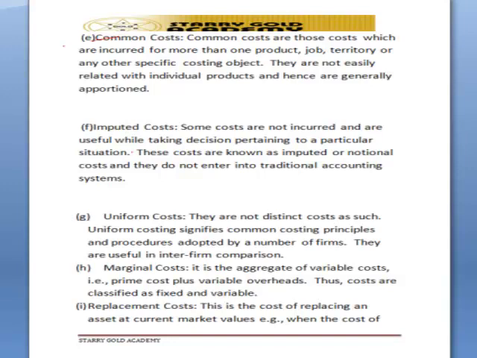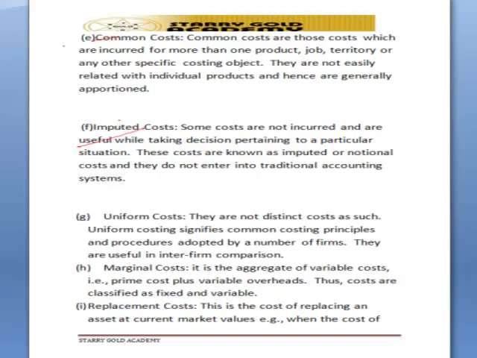We also have what we call imputed cost. Some costs are not incurred but are useful while taking decisions pertaining to a particular situation. These costs are known as imputed or notional costs, and they do not enter into the traditional accounting system. So we don't take record of them.